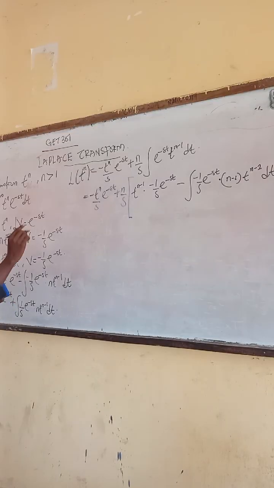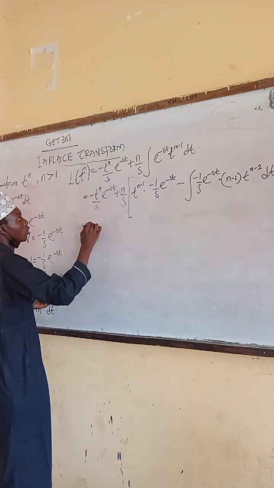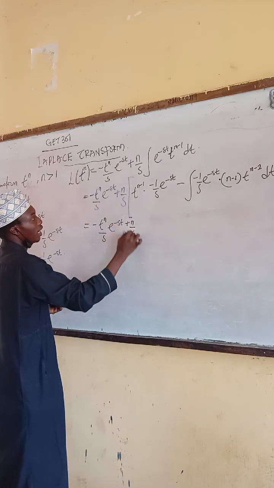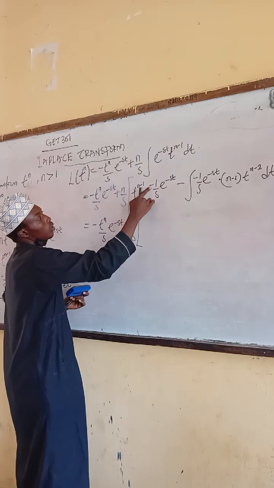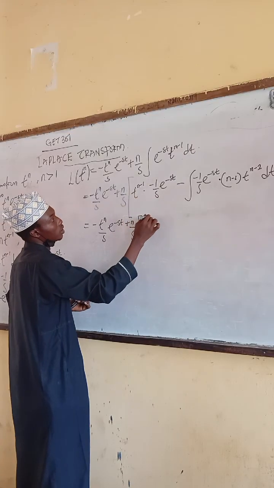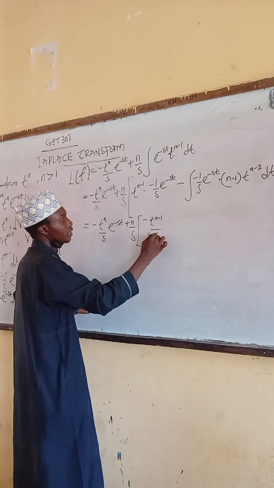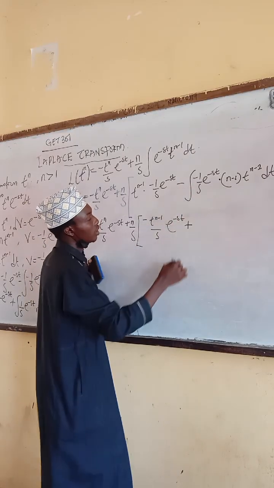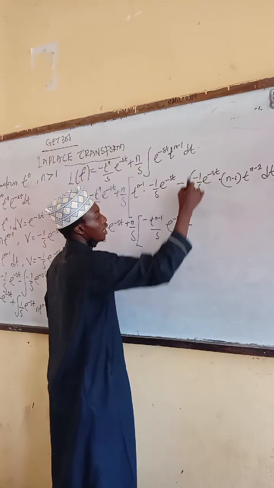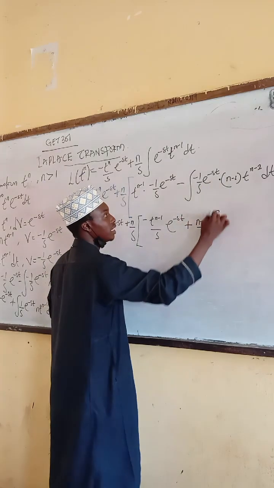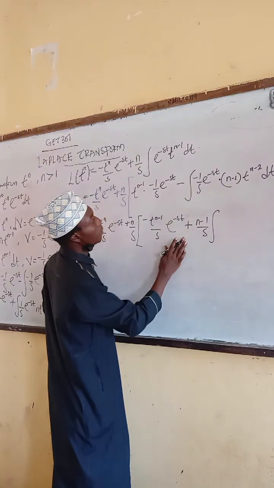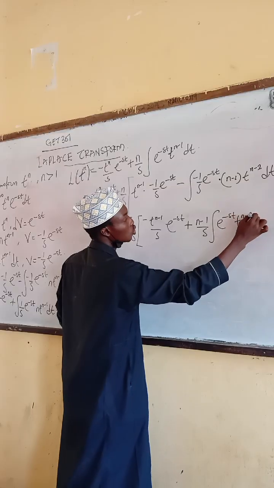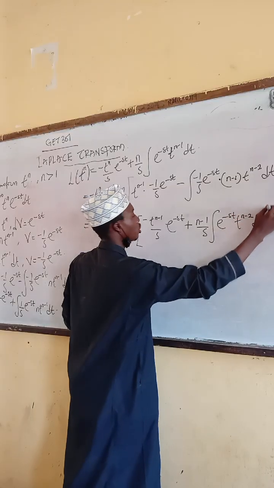Now let's simplify it. We are going to have minus t raised to power n over s exponential minus st, plus n over s into, if you multiply here, minus t raised to power n minus 1 over s, exponential minus st. Take the minus out, you are going to have plus. Take the n minus 1 out with s, you are going to have n minus 1 over s, integral of exponential minus st t raised to power n minus 2 dt. This is what you have.